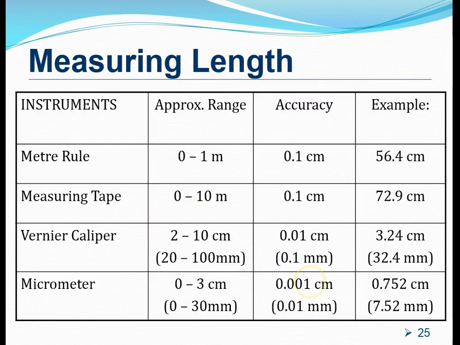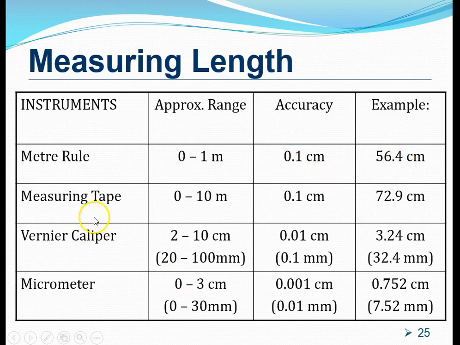and also their accuracy. Now this table shows you the approximate range and accuracy of the four instruments. For the meter rule, as you can see, it is good for measuring items from 0 to 1 meter range and has an accuracy of 0.1 centimeters. In other words, when we use a meter rule to make measurements in the units centimeter, we can always write down accurate to 1 decimal place of a centimeter. For example, the length of a table can be 56.4 centimeters.